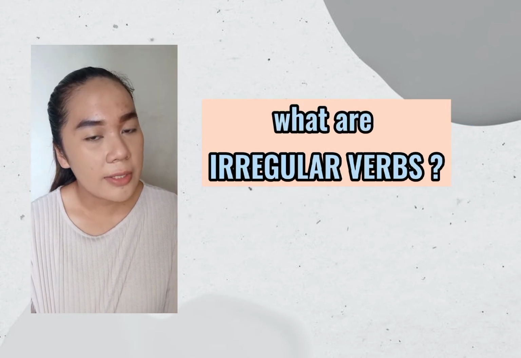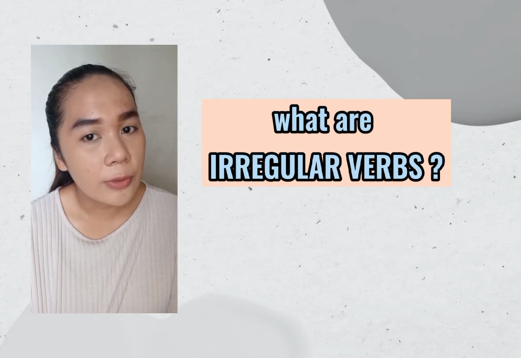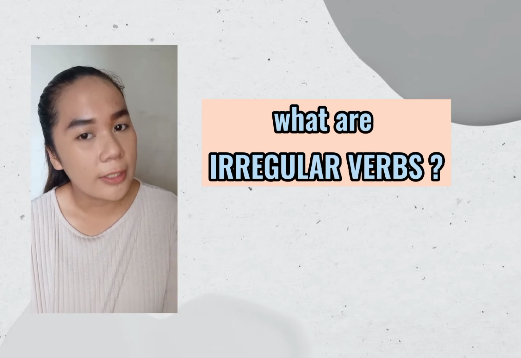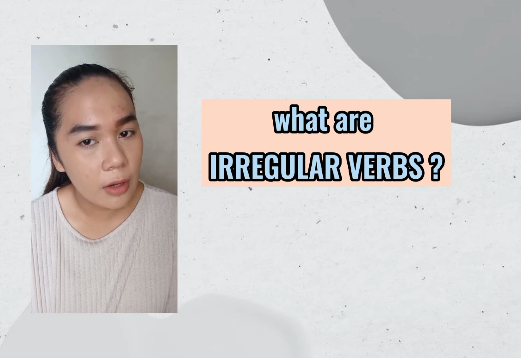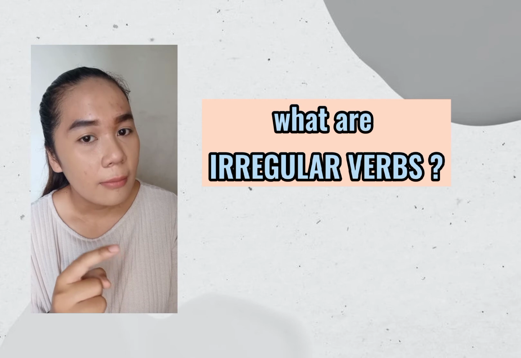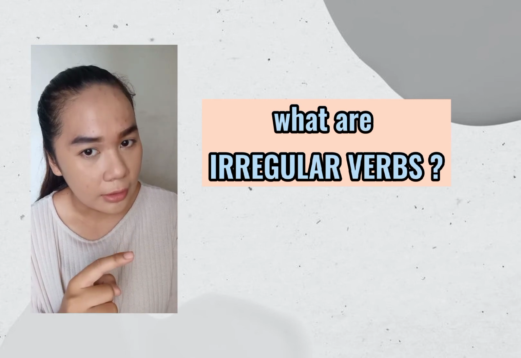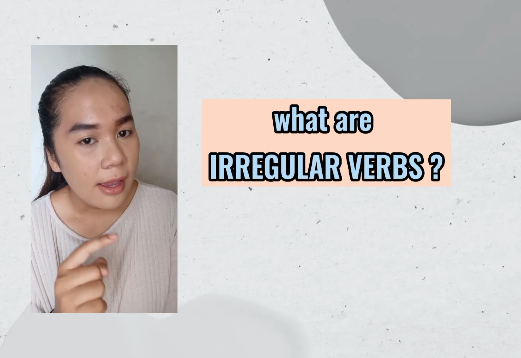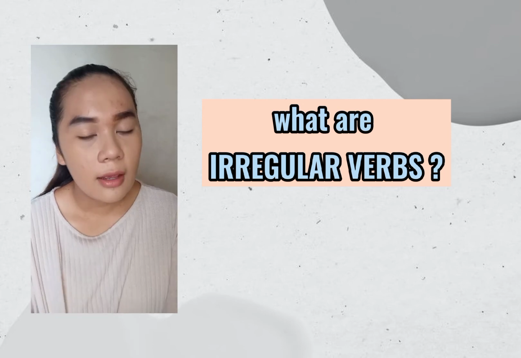Okay, now it's about irregular verbs. Irregular verbs are those verbs that do not end with ed or d. They are also known as strong verbs. For example, break, breaks, broke, broken, or eat, eats, ate, eaten.